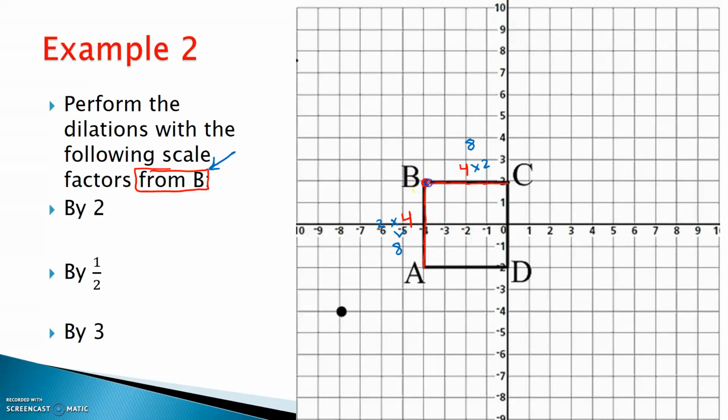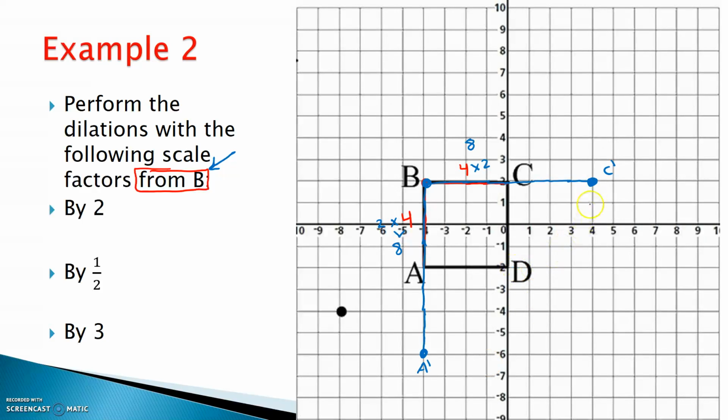So even here at B, I know that this went from a 4 multiplied by scale factor 2 gives me 8. So I have to go a distance of 1, 2, 3, 4, 5, 6, 7, 8. That is now going to be our new C prime. And again, notice that B is my anchor point. Everything's dependent on that B. So same thing, this 4 grew to be 8. So it's going to go 1, 2, 3, 4, 5, 6, 7, 8. And that's now my new A prime.